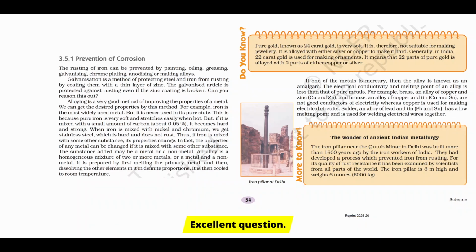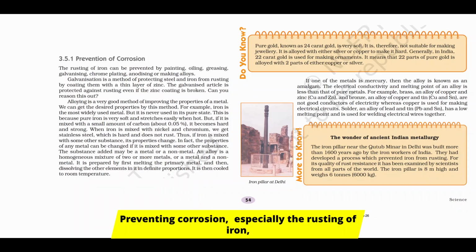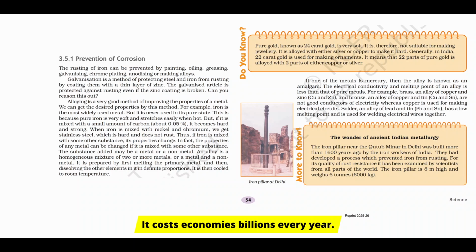Excellent question. Preventing corrosion, especially the rusting of iron, which forms the backbone of so much infrastructure and machinery, is a huge industrial and domestic concern. It costs economies billions every year. Fortunately, there are several very effective methods for the prevention of corrosion.